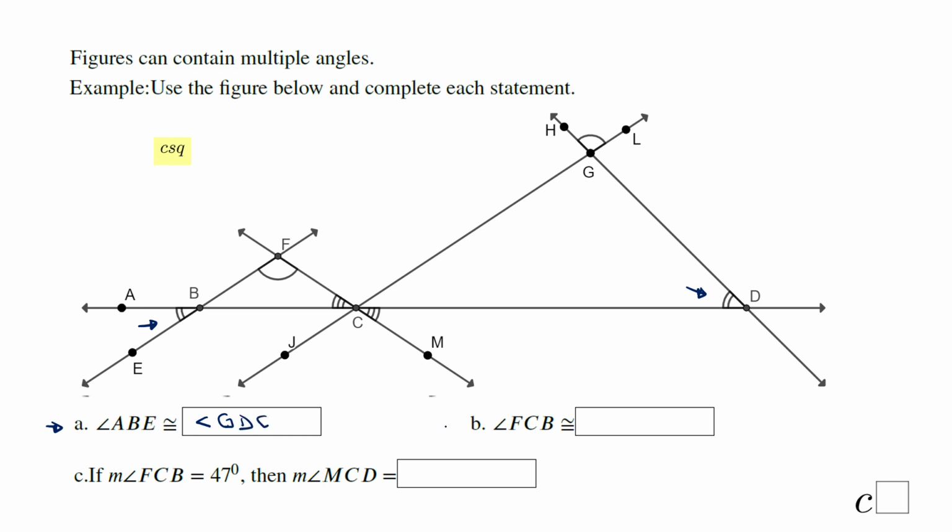Let's take a look at part B. We're looking for angle FCB. Let me change the color. FCB is this angle with 3 markings. Hey, this is the angle that also has 3 marks. So that will be what? Angle DCM.